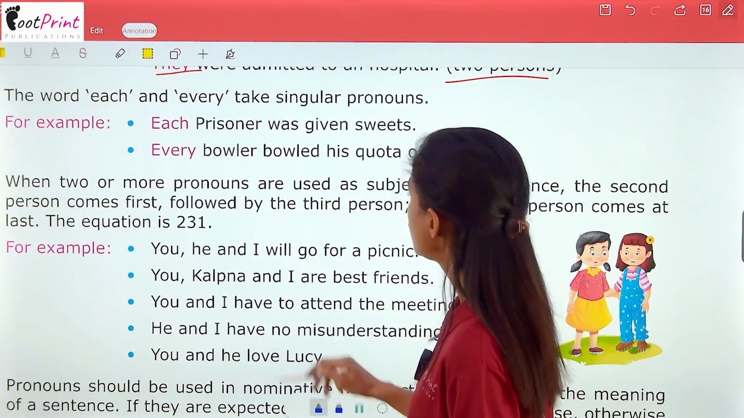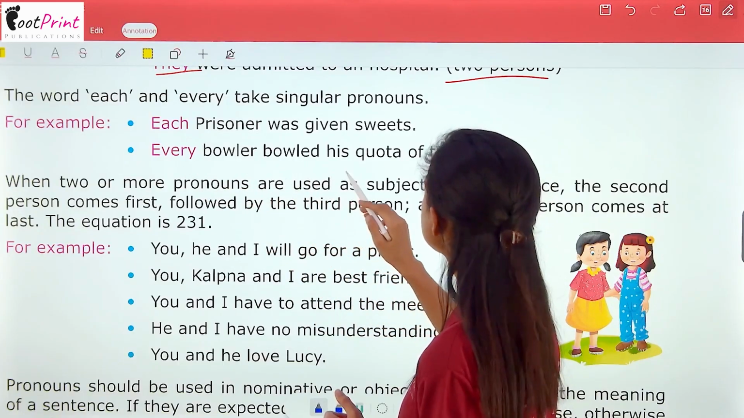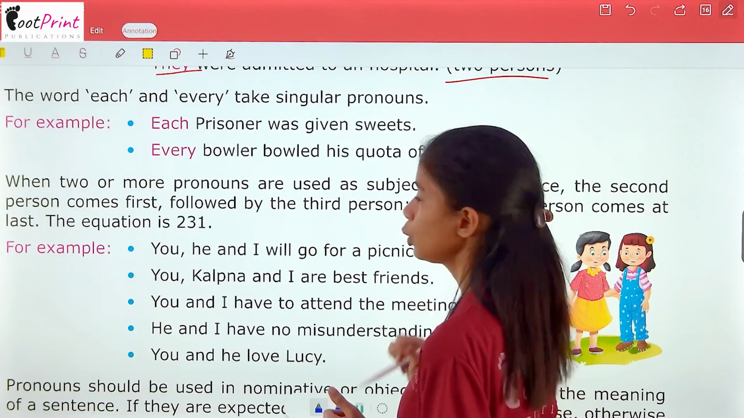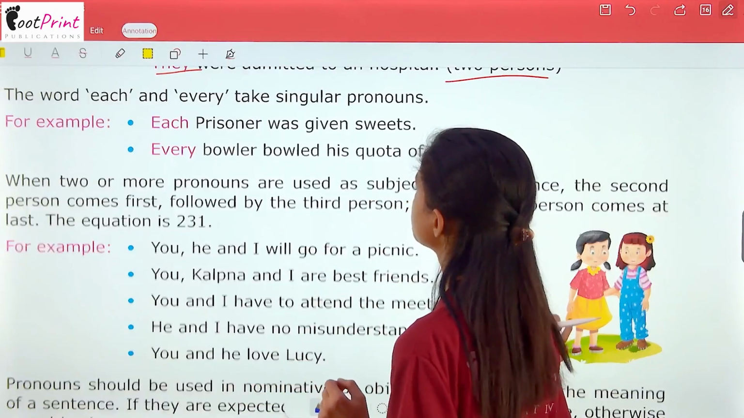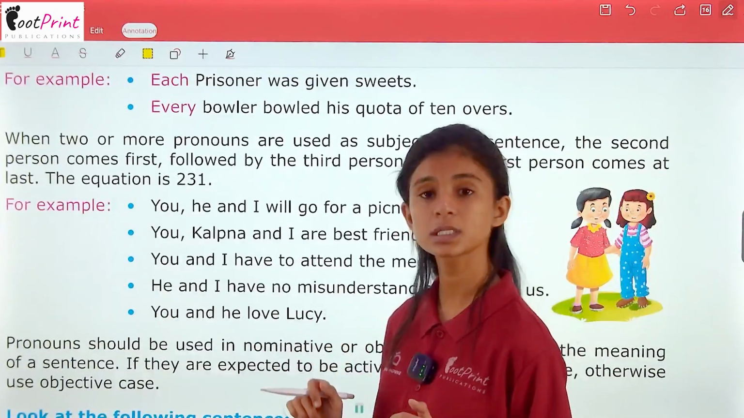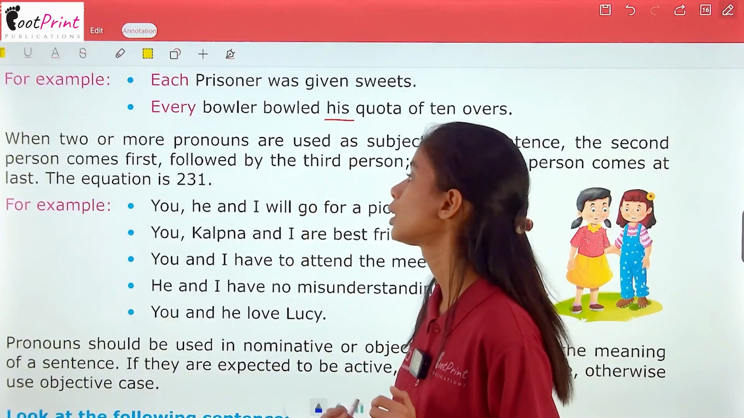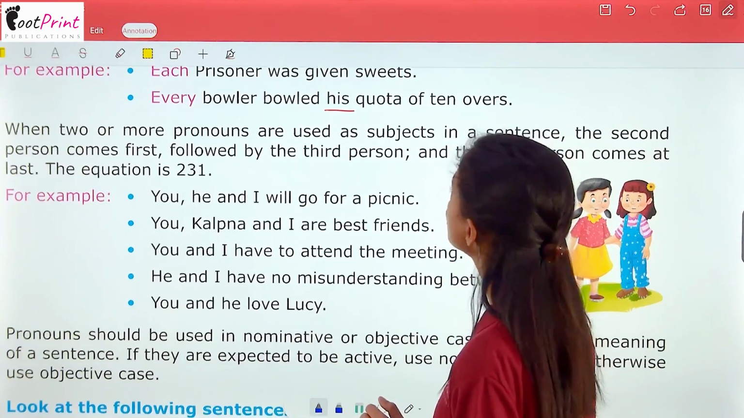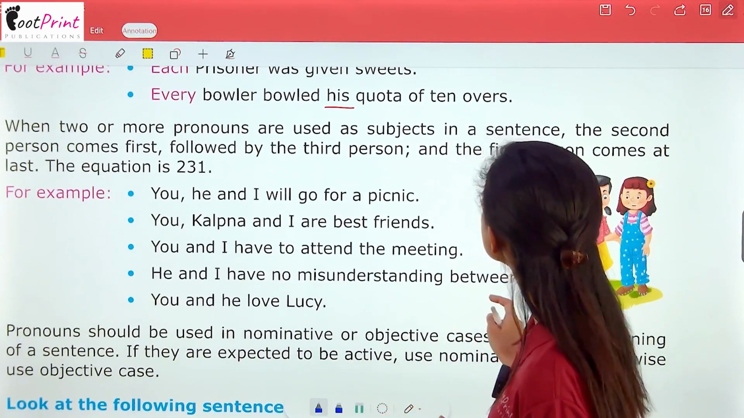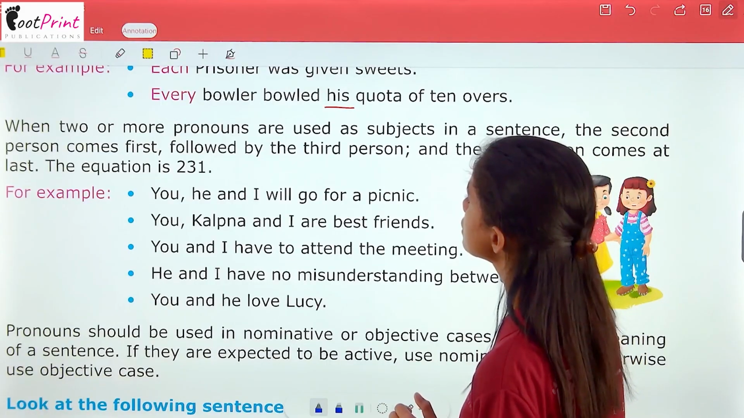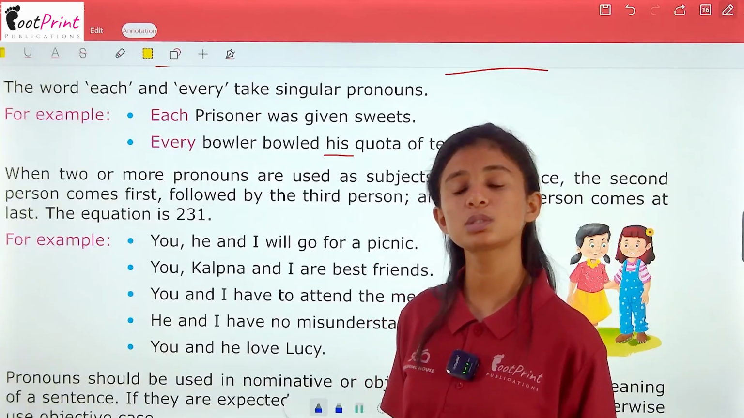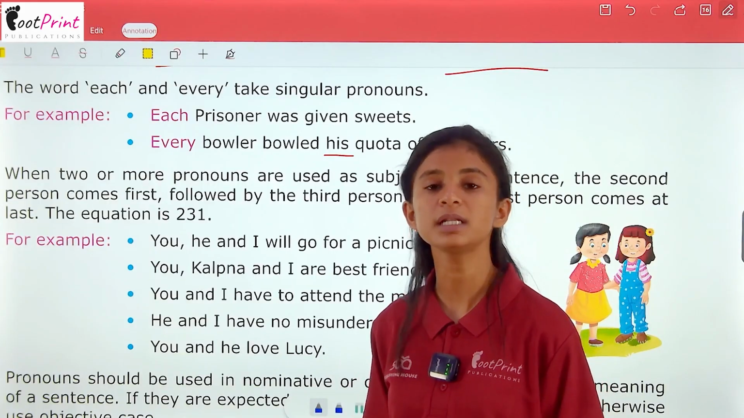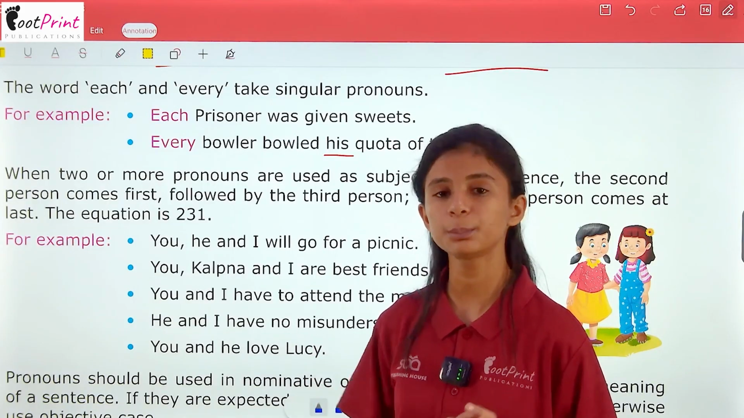Now, every bowler bowled his quota of 10 overs. So again we are using singulars here. Why are we using this singular pronoun? Because when two or more pronouns are used as subjects in a sentence, the second person overrides. First, let me clear this one for you all. When we are using each and every, they will always take singular pronouns.